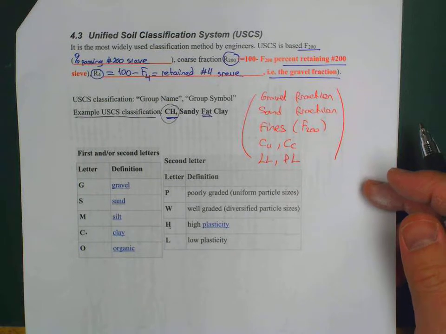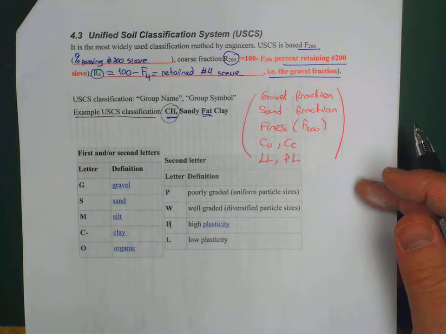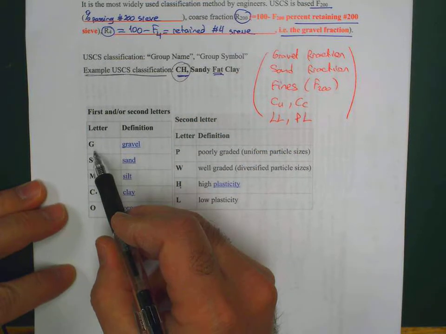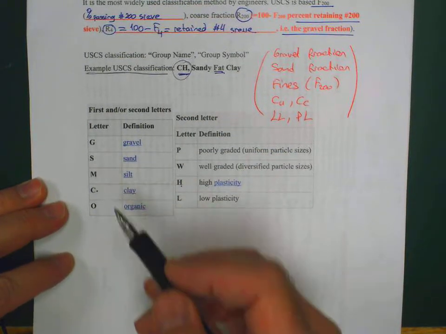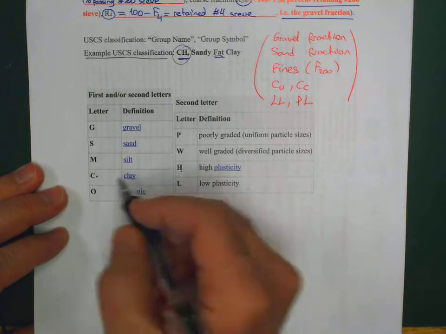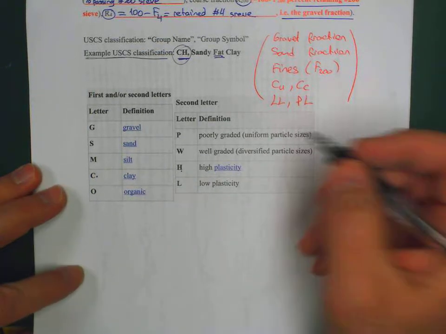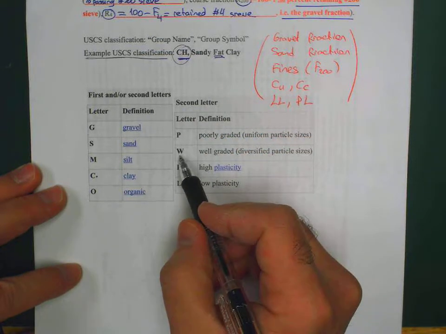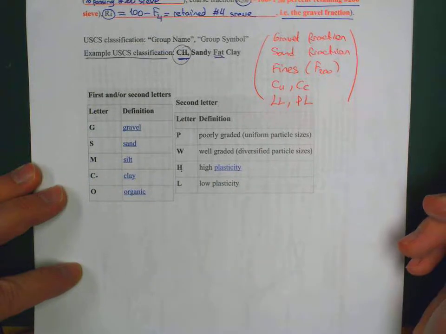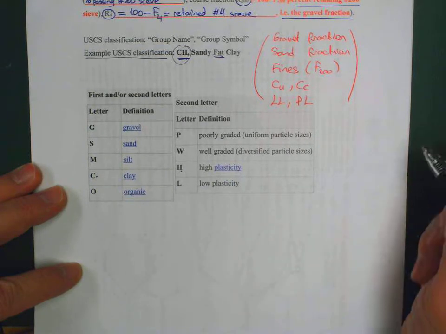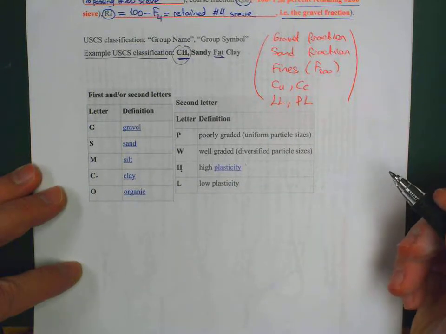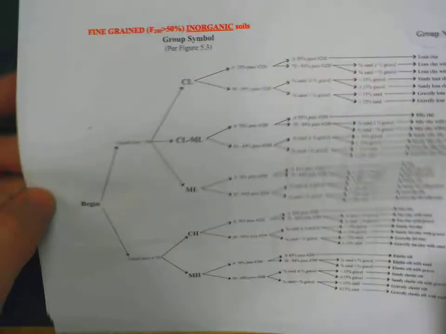The combination of group name and group symbol is essentially the first letter. So it could be gravel with G, sand for S, M is for silt, C is for clay, and O for organic. For the group symbol, the second letter, it could be a poorly graded gravel or sand. W is for well graded, H is for high plasticity, and L is for low plasticity. These two correspond to clay and silt actually. So these two charts are on the next page, and then we will try to understand.